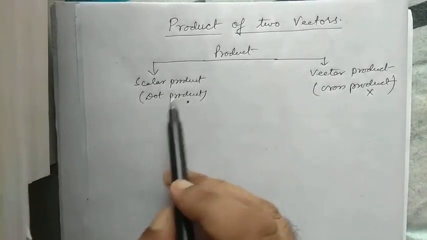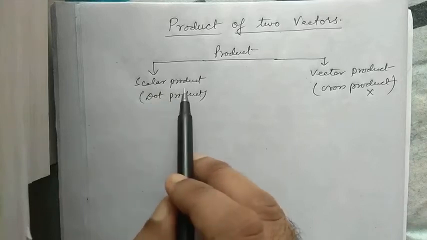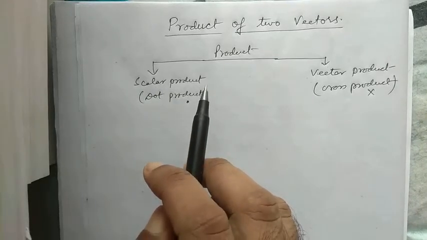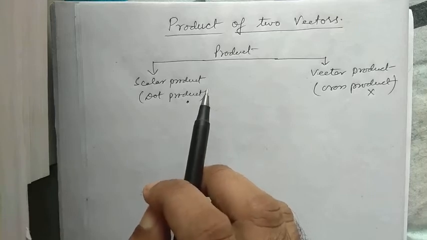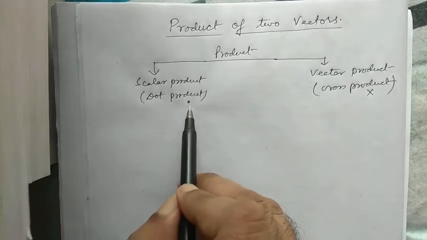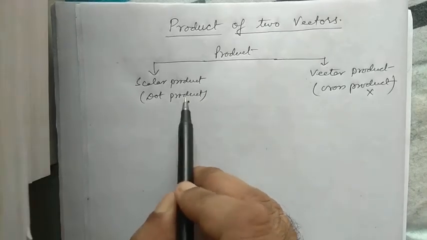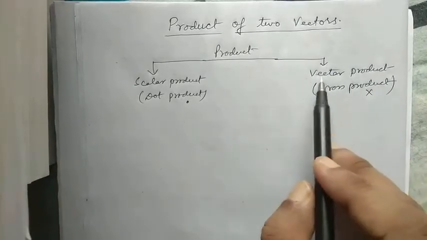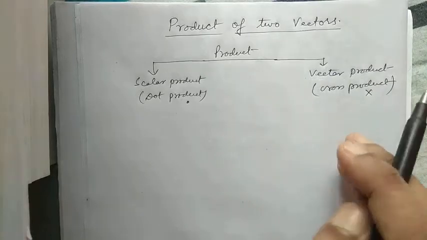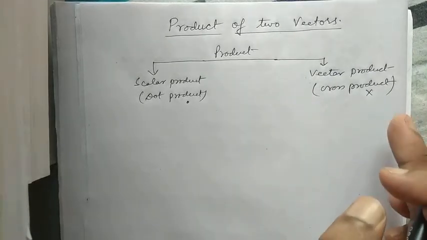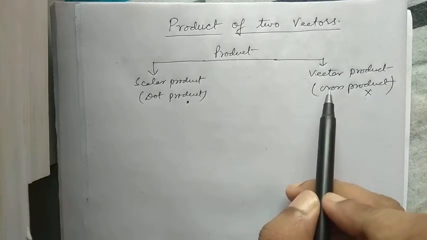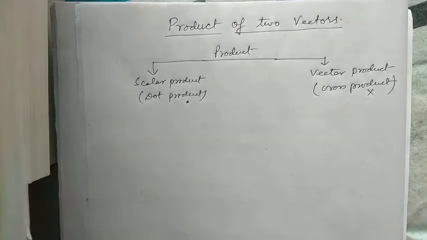As the name goes, why is it called the scalar product? Because the multiplication of two vectors results in a scalar quantity, and the symbol used for such multiplication is a dot, so it is also known as the dot product. Similarly, why the name vector product? Multiplication of two vectors results in a vector quantity, and the symbol used in such a product is a cross, so it is also known as the cross product.